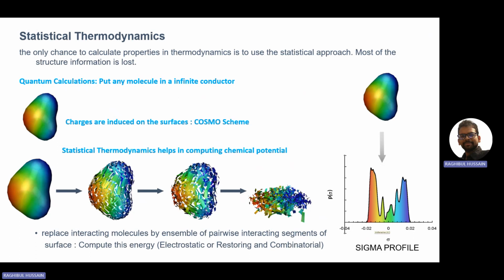So overall, this is what it is. We started with a single molecule, placed it in a conductor, and charges are induced. So it becomes a Cosmo scheme. We execute a Cosmo scheme, then break the surface into segments, and represent it in this manner as a sigma profile. Then we replace the interacting molecules. Overall, if we have 3 components, we have a corresponding number of segments. We have replaced the entire molecule with pairwise interacting segments.